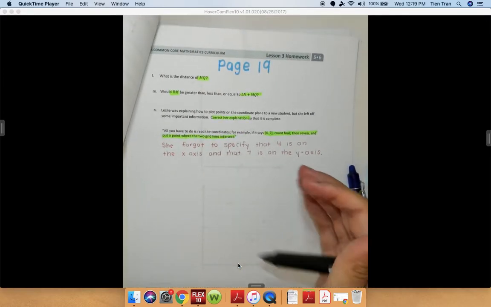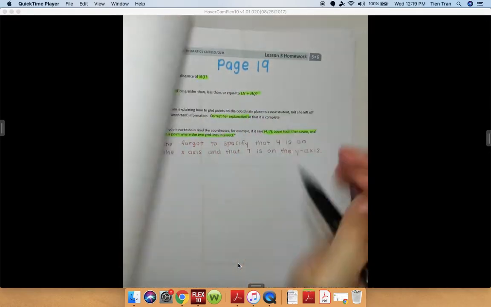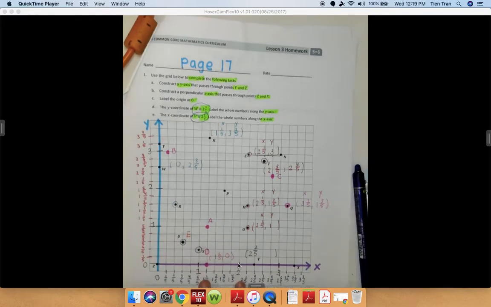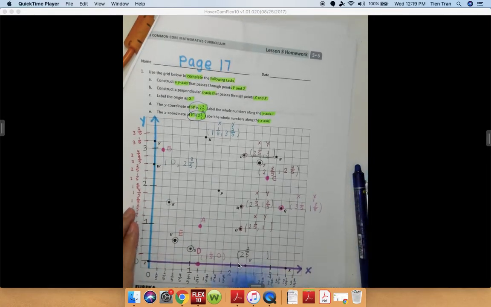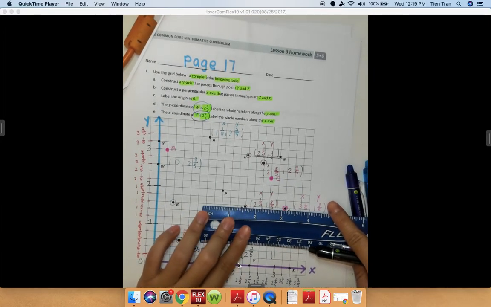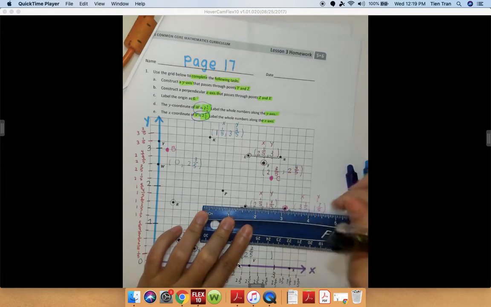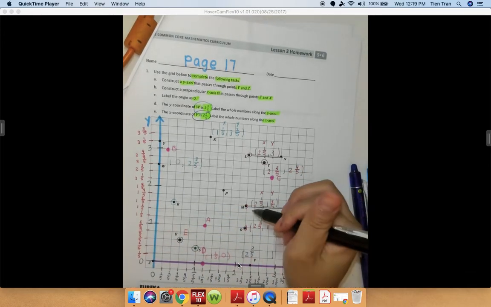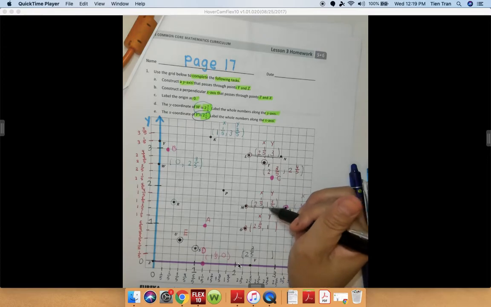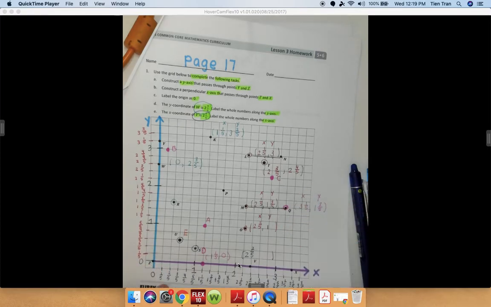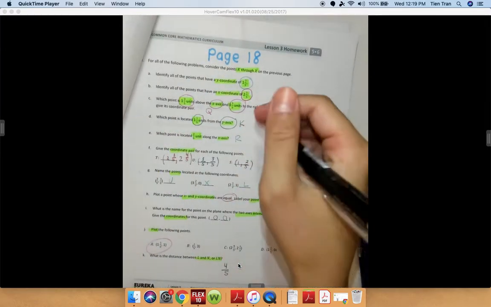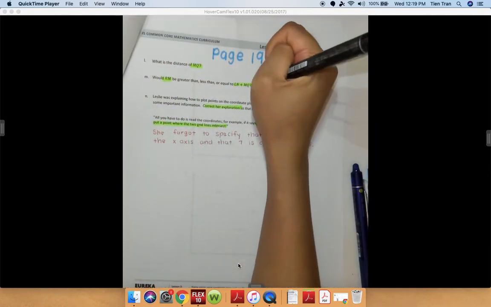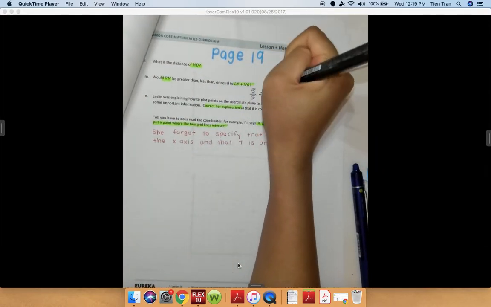Next page, page 19. What is the distance of N and Q? So I'm going to look for N and I'm going to look for Q. And this is N and Q right here. And I'm going to draw a line and I'm going to count. I have 1/5, 2/5, 3/5, 4/5, 5/5. So that means it is 1 because 5 divided by 5 is equal to 1.